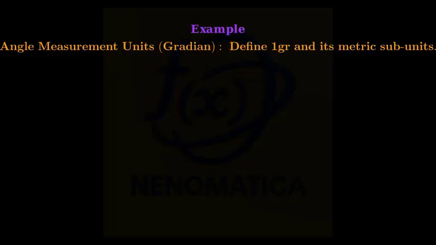We begin with an example on angle measurement units using gradients. First, we display the word example. Then we state the problem in bold orange LaTeX. The task is to read, extract, and present the definition of the Gradian unit and its metric subunits exactly and step by step. 1.